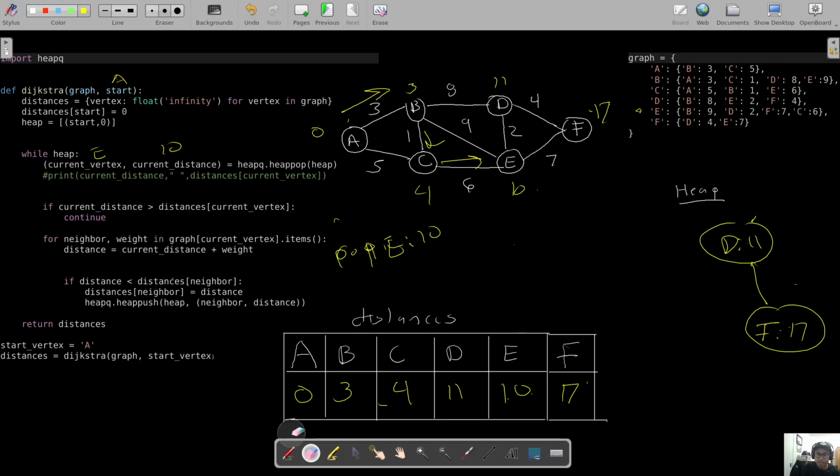So now we move to D. We pop D out of the heap. Pop. And then D is 11.